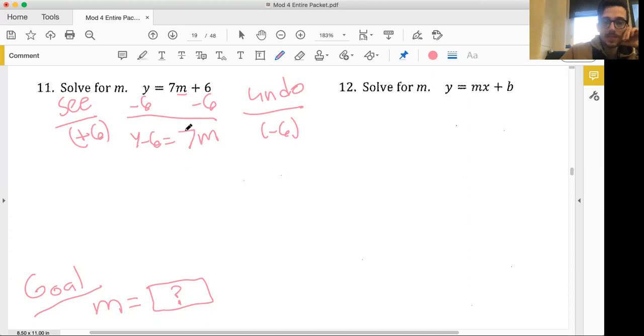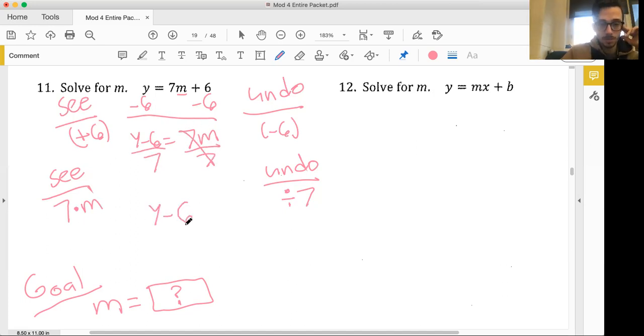We see 7 multiplying with m. To undo that and keep m where it is, we're going to divide by 7. So we're going to do that here and here. The equations start to look pretty wild, and I hope that's okay with you, because we're still making safe moves whenever we solve these. We're still being strategic. So m equals y minus 6, divided by 7.